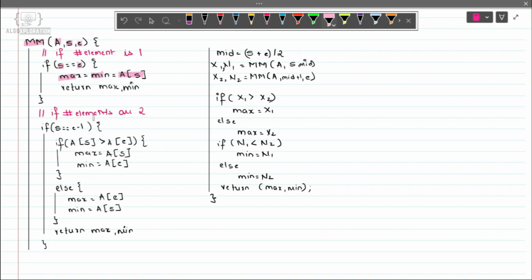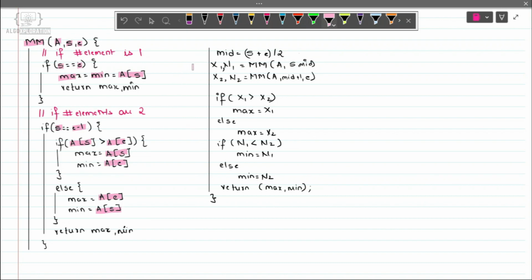Or if the number of elements is 2, then it will check whether s is equal to e minus 1 or not. If it is, then there will be a comparison between these two elements. If a of s is greater than a of e, then max will be a of s and min will be a of e, or else max will be a of e and min will be a of s, and it will return the values. Now this is a small problem. Now what happens if the number of elements is greater than 2?